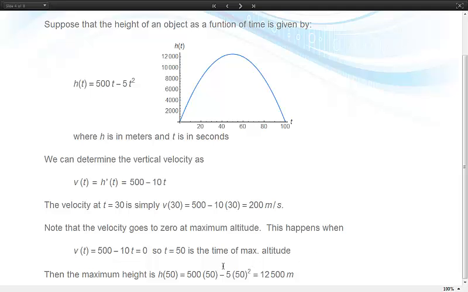But what would this mean? If the velocity is the derivative of height, remember the derivative gives me the slope of the tangent line, that would mean that the slope of the tangent line here is 0 at the maximum altitude.